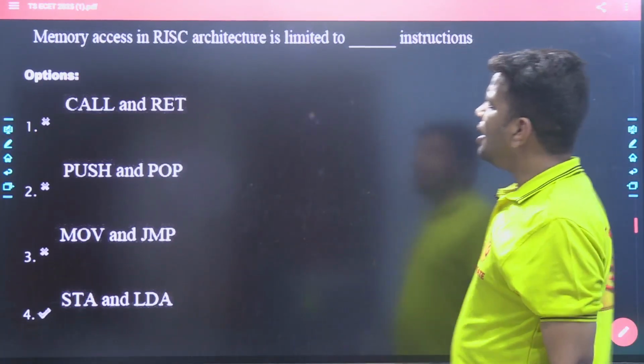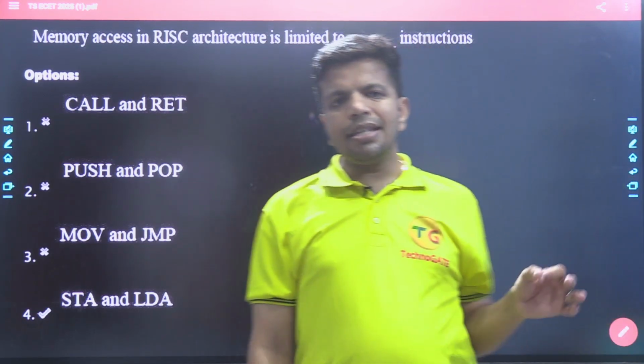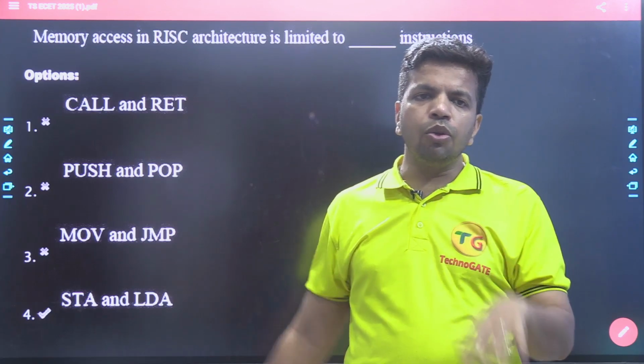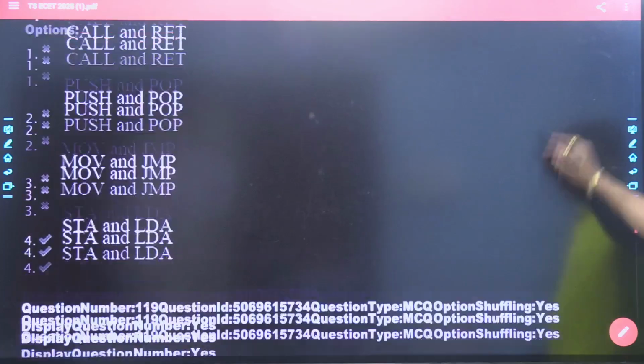Memory access in RISC architecture is limited to load and store. In RISC architecture, if you want to store or load data, we need to use STA and LDA. Okay, so just remember that particular point.